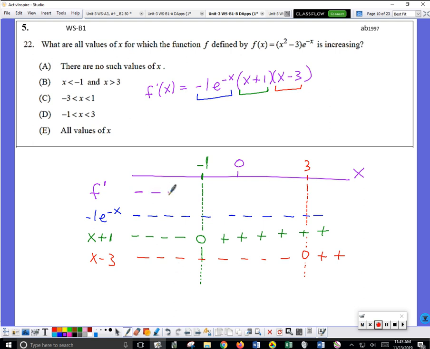So these are all negative. Oh right here, negative 1. When x is negative 1, I wrote down that this factor will be a negative number. I wrote down that this factor will be 0, and this factor will be a negative number. Multiplied together, the value of f prime would be 0. Question? Same method.